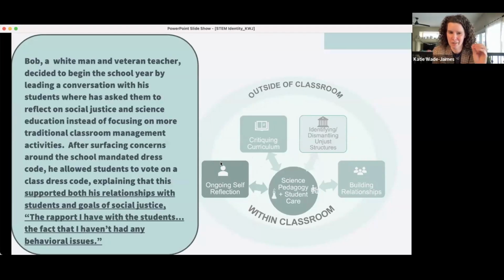And then this, I think this might be the last one. There's a lot of examples. So many good teachers doing good work out there.